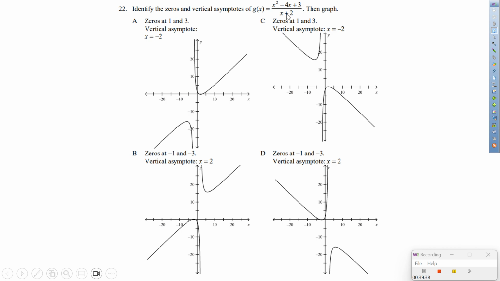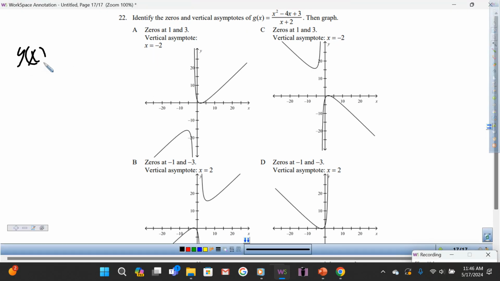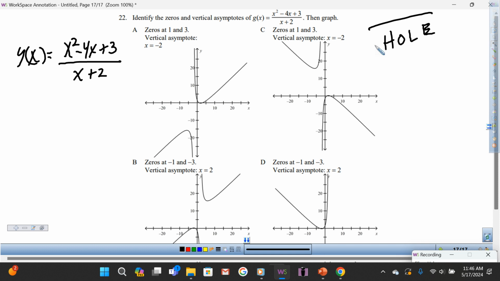Identify the zeros. Oh, yeah. So, let's write the equation on the side again. g of x equals x squared minus 4x plus 3 over x plus 2. Now this one, again, they're talking about zeros. Don't worry about the zeros. Let's do the work that I asked you to do. First of all, are they asking for you to find the zeros? No. So we're not worried about factoring.